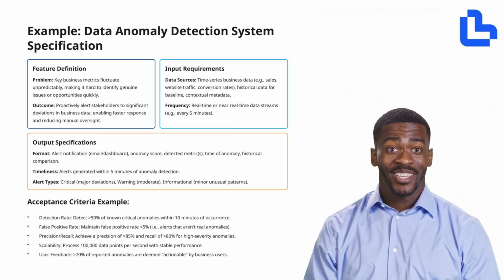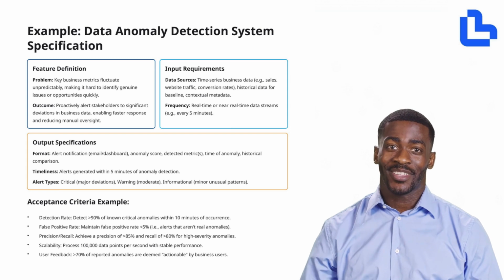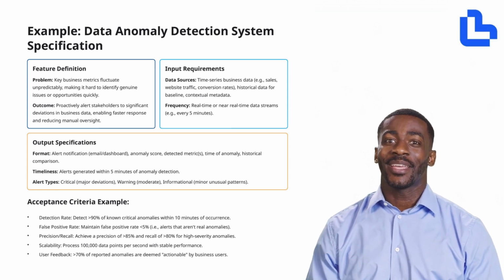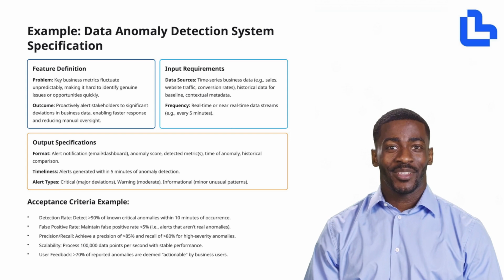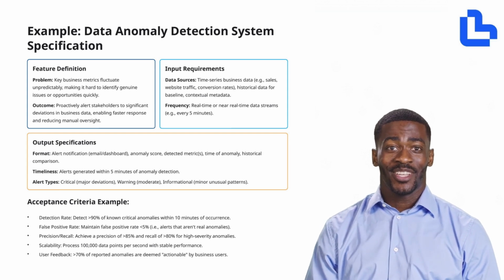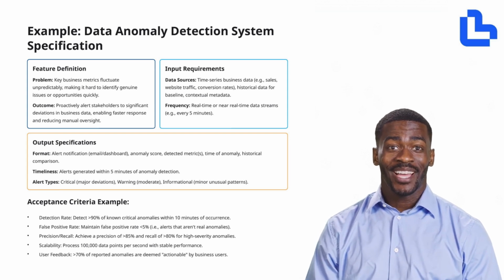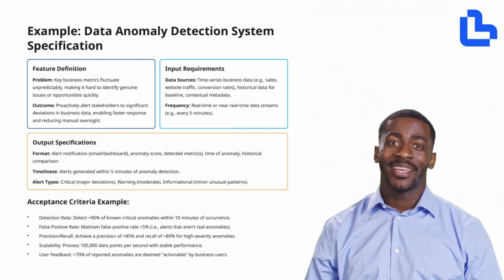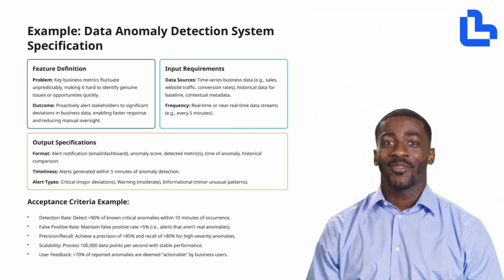The output should be a ranked list of flagged anomalies, each with a confidence score, timestamp, affected metric, and a brief explanation of the deviation. Quality thresholds include a minimum precision of 85% and recall of 90% on benchmark datasets. Latency must remain under 500 milliseconds for real-time alerts.